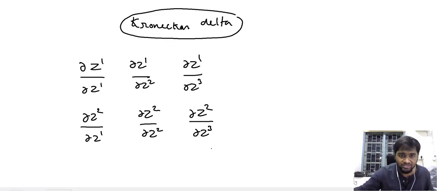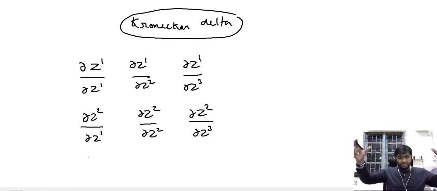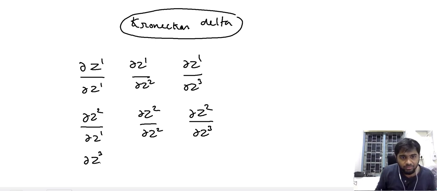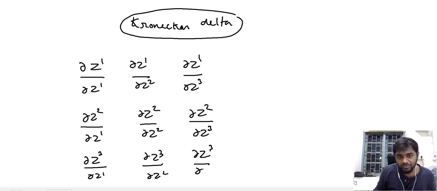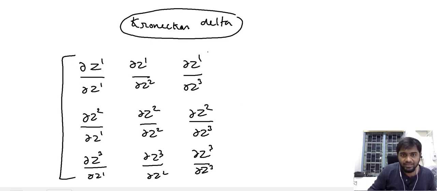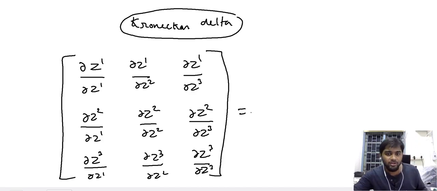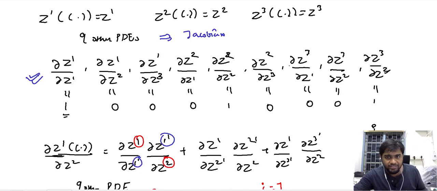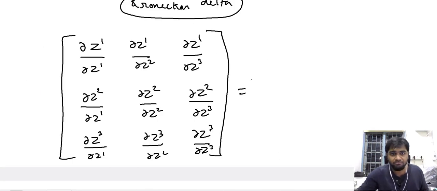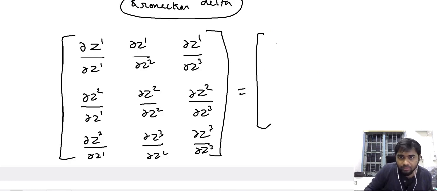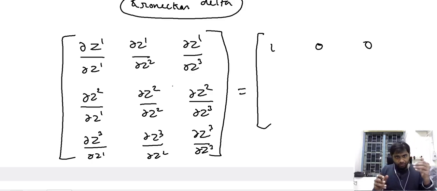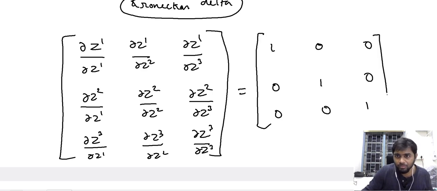So I'm just writing down the Jacobian of this function of the 9 PDEs as a matrix, ending with the partial derivative of z3 with respect to z3. So the 9 PDEs we have expressed in the form of a matrix, and there are corresponding values that we have identified for each of these PDEs. The first term will be 1, the next term will be 0, and the third term will be 0. The second row first column would be 0, the second row second column would be 1, then 0. So what we end up having is the identity matrix.